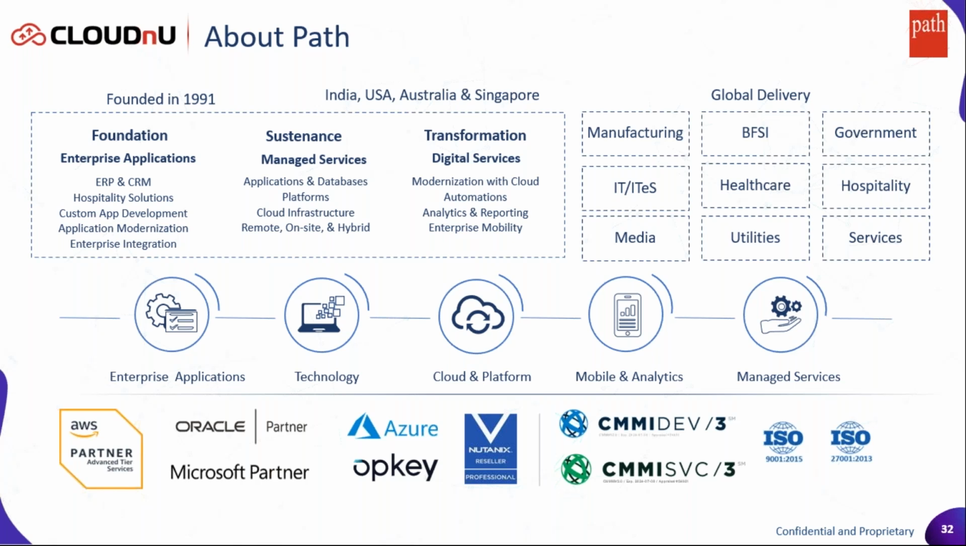We have foundational services and products, which are ERP and CRM. We of course have many services around the applications and database platforms, whether it's on cloud, remote, on-site, or hybrid. We also provide digital transformation services. One of them is modernization with cloud, which we have covered for the databases today. And we also have application modernization, automation, analytics and reporting, and enterprise mobility solutions for our customers.